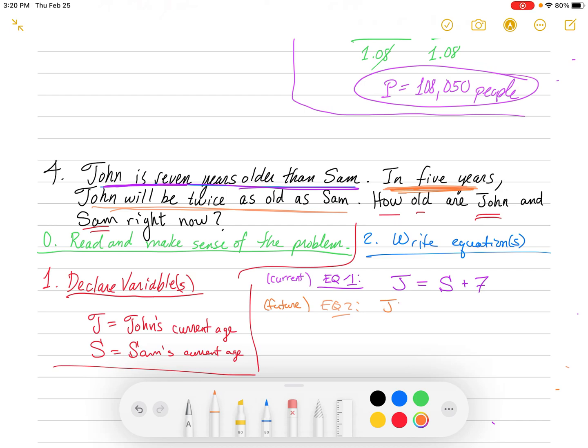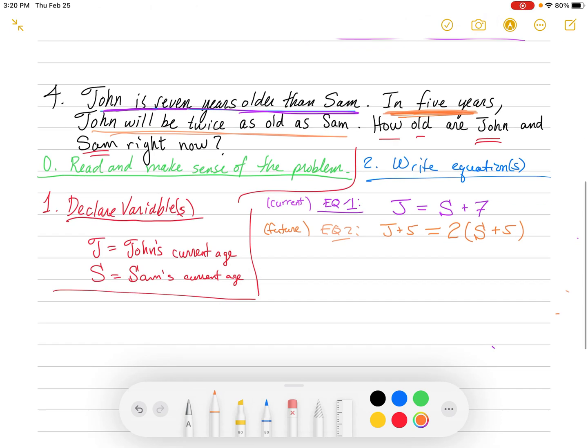So John will be, what's John's age in the future? J plus 5, right? J plus 5 is John's age in the future. John's age in the future, J plus 5, is going to be twice as old as Sam's age, so 2 times Sam's age. What's Sam's age in the future? S plus 5, because it's 5 years in the future. That's J plus 5 and S plus 5 respectively. Okay, so we got these 2 equations.